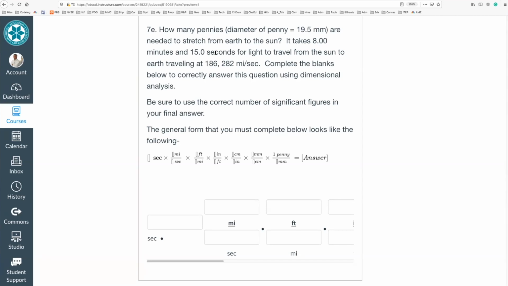So I've shown you through this setup right here how to do dimensional analysis. Notice that seconds will cancel with seconds, miles will cancel with miles, feet will cancel with feet, inches cancels with inches, centimeters cancel with centimeters, millimeters cancel with millimeters, and you get pennies as your answer. That's the heart of dimensional analysis. So I set this up for you.